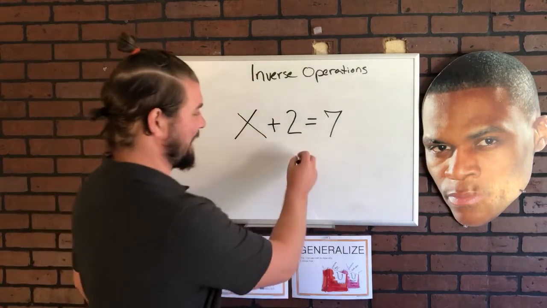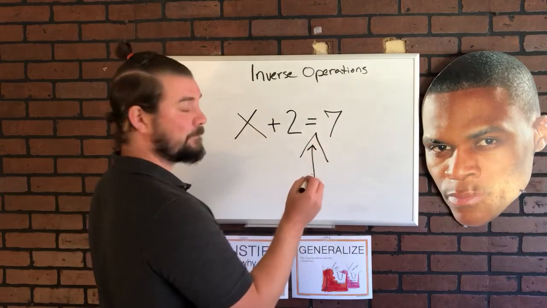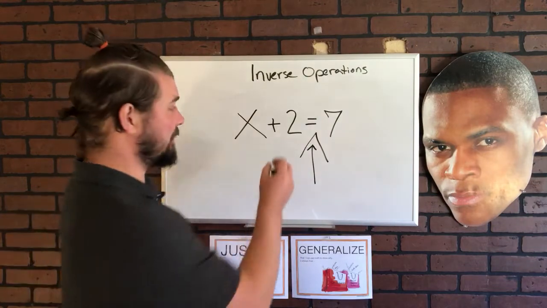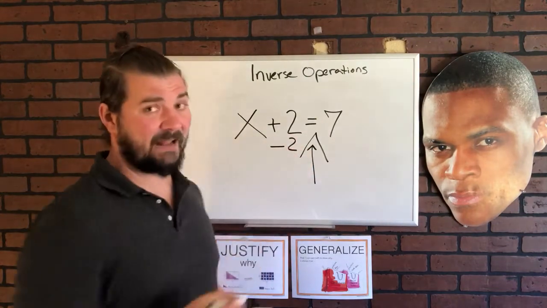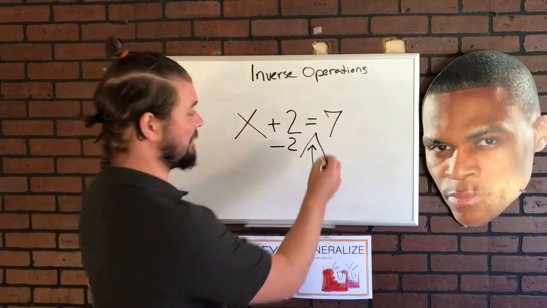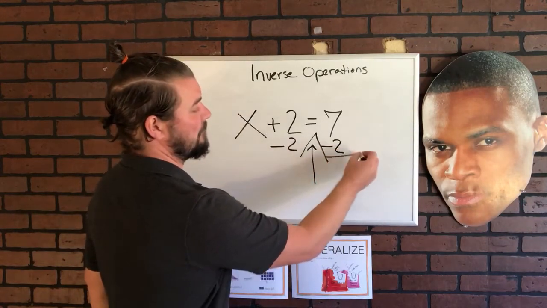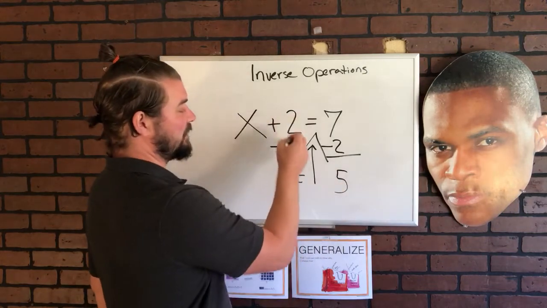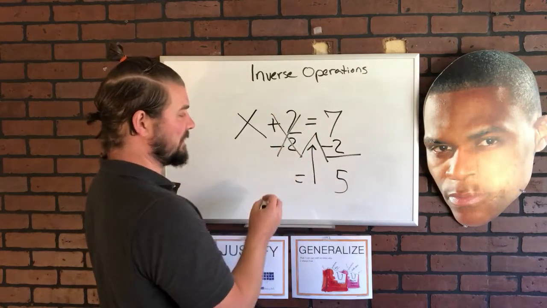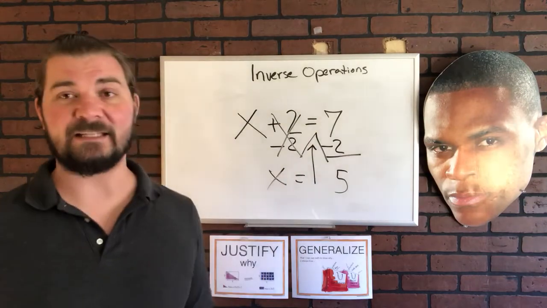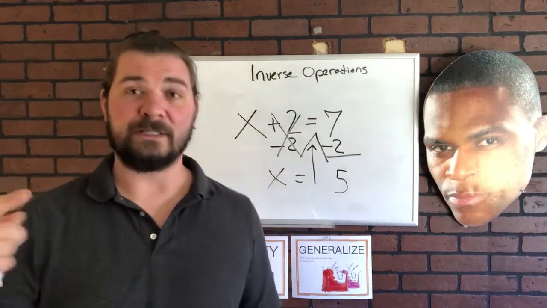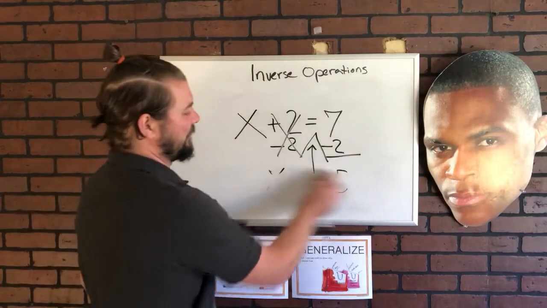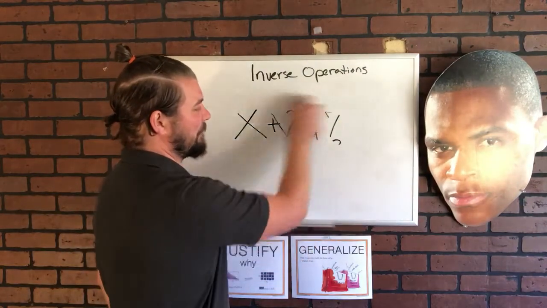Well, remember, I've got to keep this in balance. I want to do the opposite of adding 2, which is subtracting 2. And I have to do this to both sides to keep it in balance. 7 minus 2 is 5. Plus 2 minus 2, don't need to do that. I'm left with x equals 5. Whew, it's not 3. I'm super stoked it's not 3. So this is a simple walkthrough of order of operations.